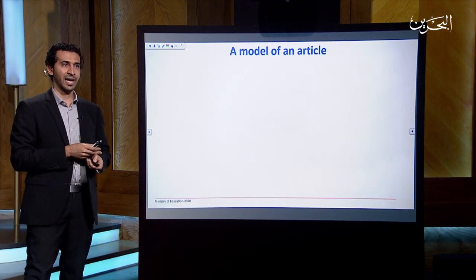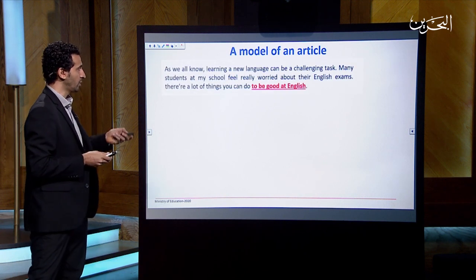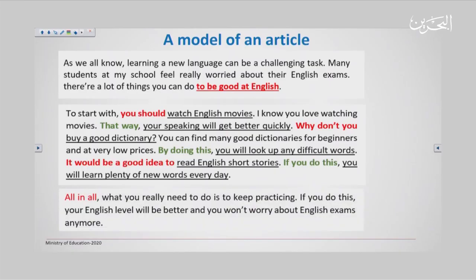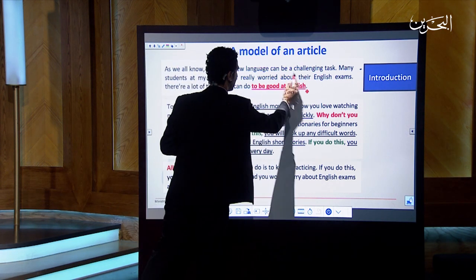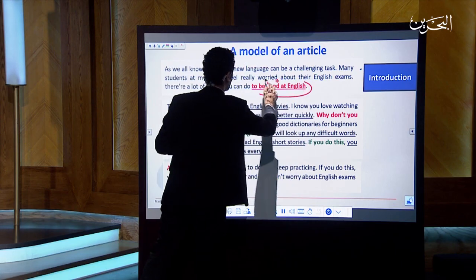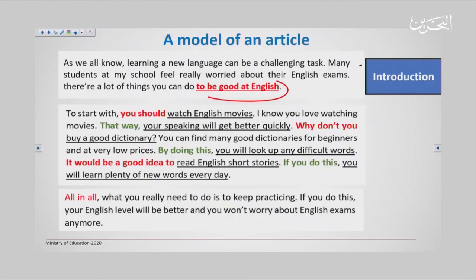So now let's have a look at a model of an article. As you can see here, it consists of three paragraphs. So what do you think the first paragraph is? In the first paragraph, this is the introduction. Why are you writing this article? I'm writing this article to give you some suggestions about how to be good at English. So this is the main idea here. So this is the introduction. Now, what about the second paragraph? In the second paragraph, you just write down your suggestions and justifications.